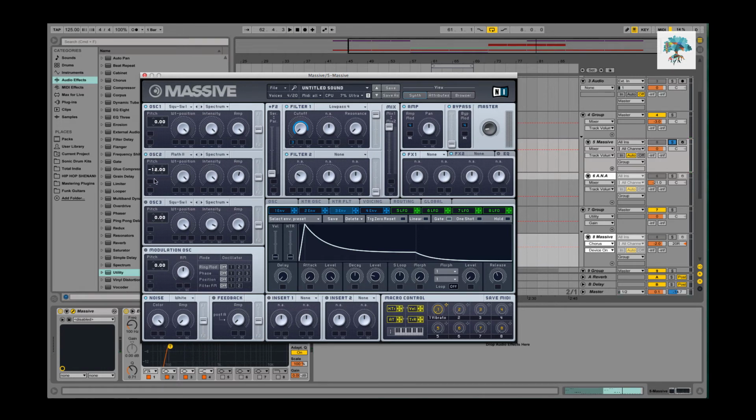I pitched it down by 12 semitones, put a filter on, and I adjusted the envelope on this one. I put it all the way up, and I put some release on as well. And then envelope 3, I dragged over to the low pass filter. I put a low pass on, and then used that to modulate how much the cutoff opens up.